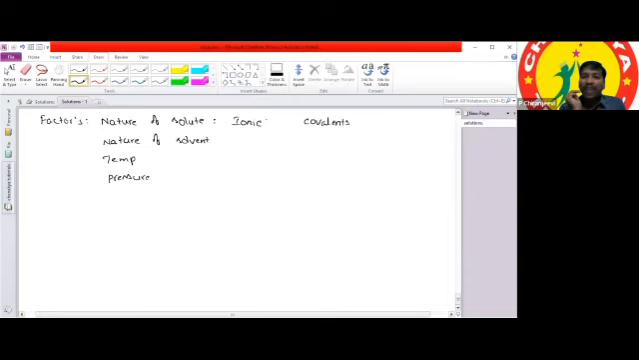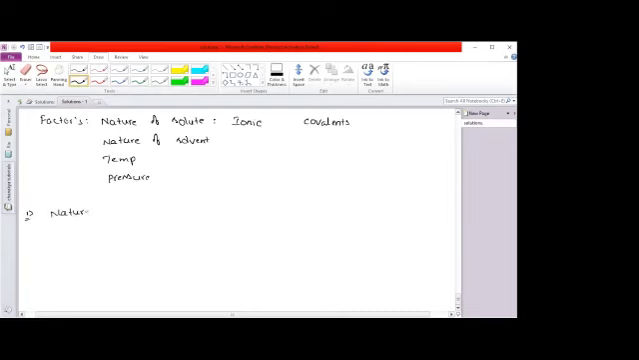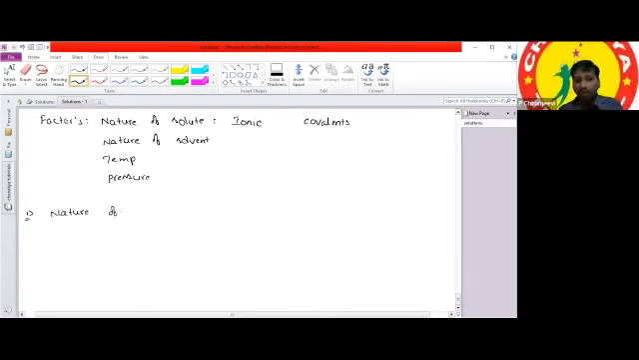What are the examples of ionic compounds, Ritu? Examples of ionic compounds. Aditi, is there any example for ionic compounds? Sir, NaCl, CaCl, LiCl. Very good.